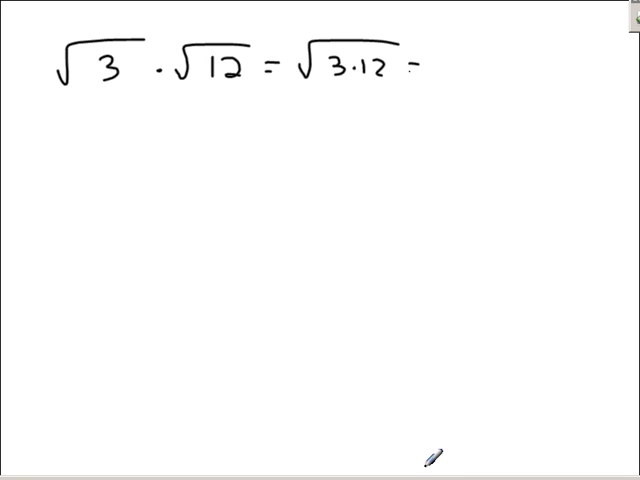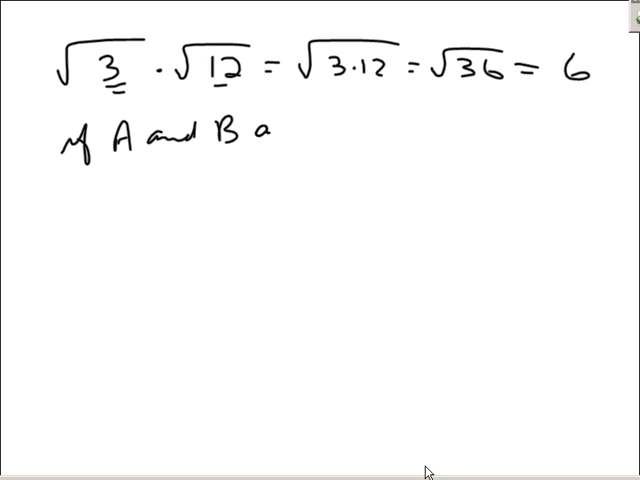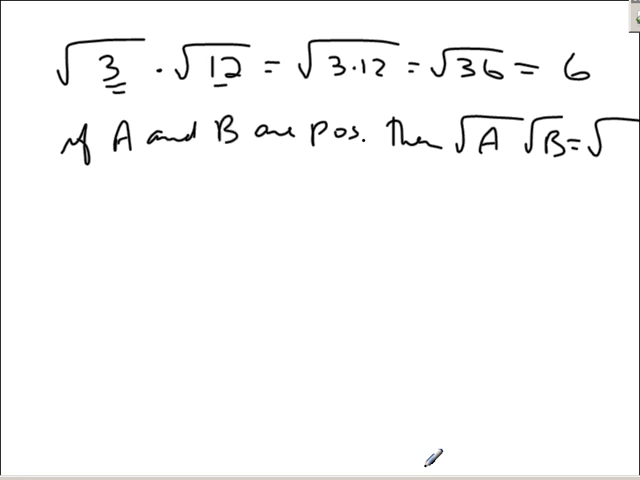You were taught, for example, the square root of 3 times the square root of 12 is the square root of 3 times 12, which happens to be the square root of 36, which is 6. That is, you were told that if A and B are positive, then the square root of A times the square root of B is the square root of AB. In fact, most books write this. But in fact, only one of the two has to be positive.